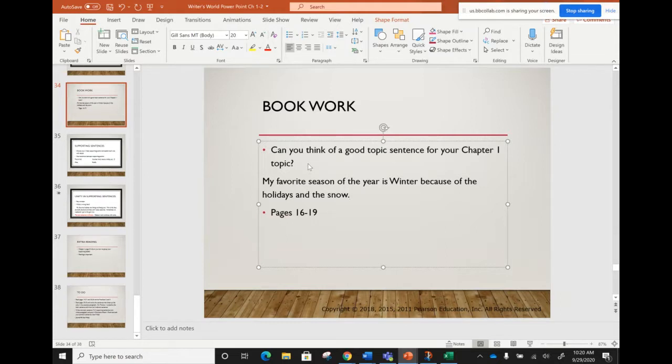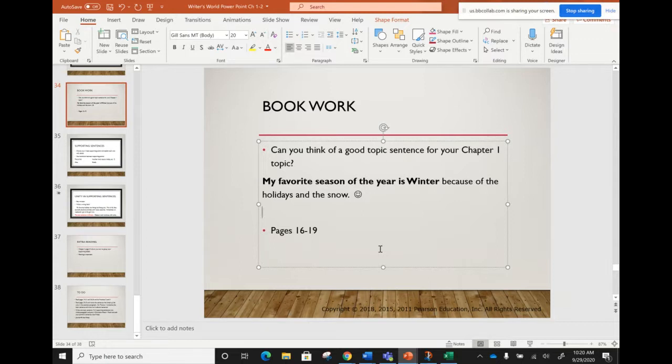There's not a magic formula where it has to be this way, it has to have this word, but this one is now good because I have a topic I'm focusing on. I'm writing about the winter as my favorite season. So this first part right here, this is the topic. My favorite season of the year is winter. Then I'm going to focus on 2 things, the holidays and the snow.